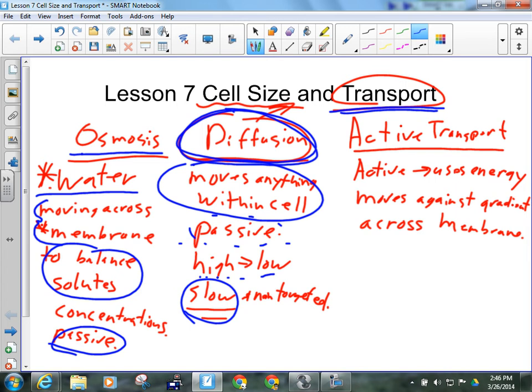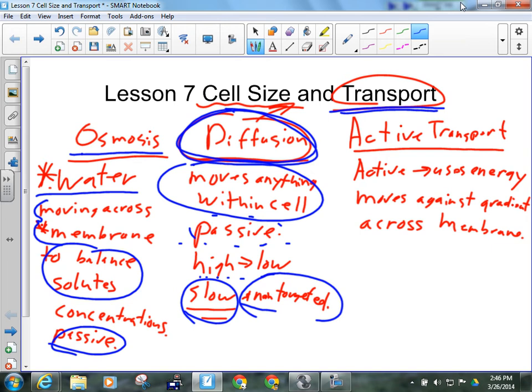The other thing is, it is not targeted. That's what that word is. I think I heard a few people saying, what's that word? Targeted means I can't make it go to a specific place. By diffusion, I cannot say, you molecules go over there. It just doesn't work that way.